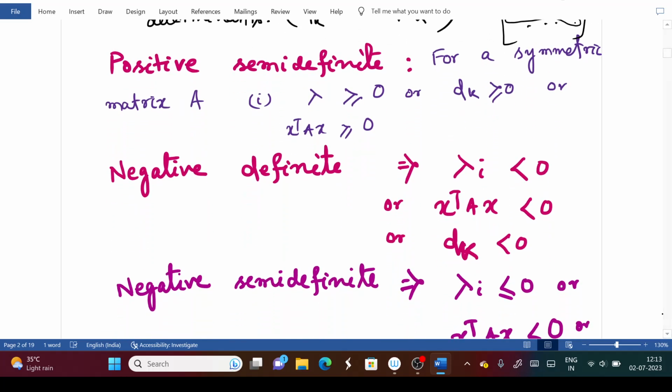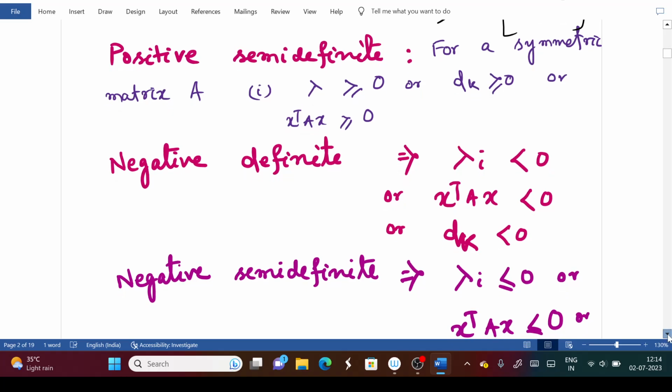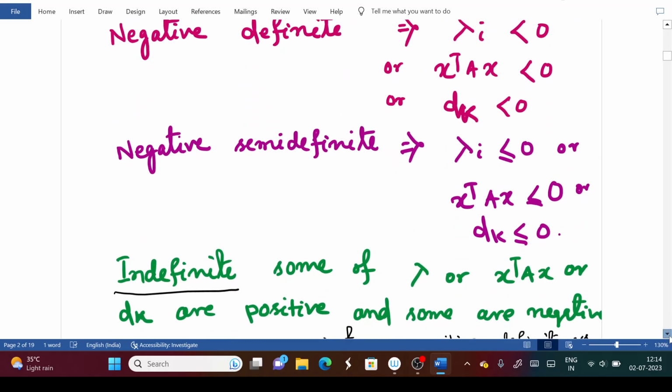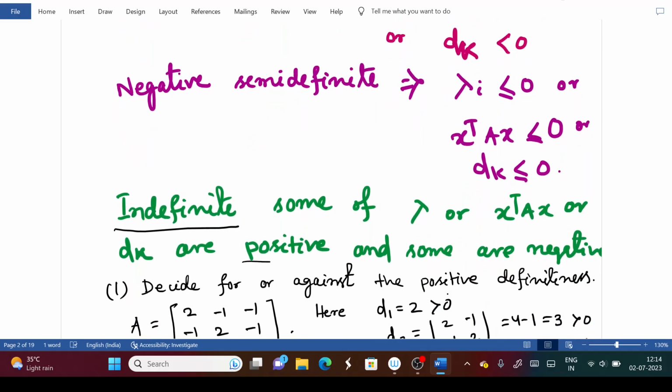What about negative definite? That is, all eigenvalues are strictly negative, or all quadratic forms are strictly negative, or all the upper left corner diagonal matrix determinants are negative, then it is negative definite. If some are negative and some are zeros, it is negative semi-definite. And if some are positive and some are negative, in that case, it is indefinite.